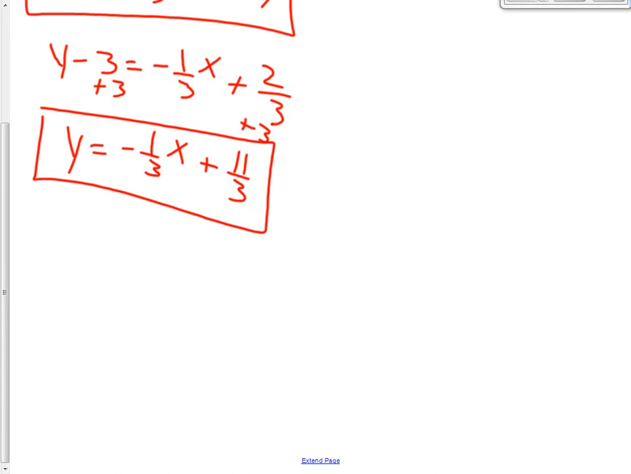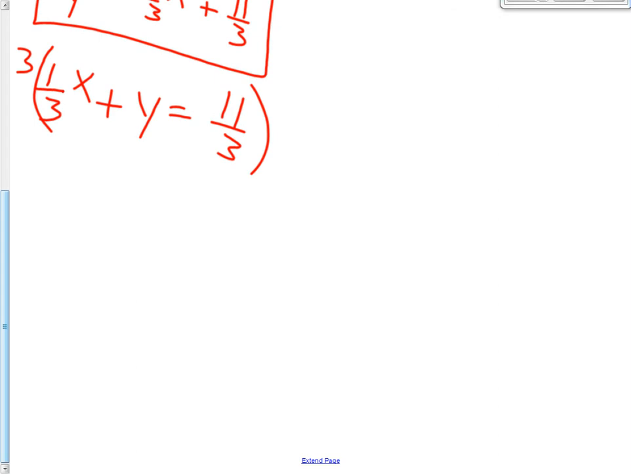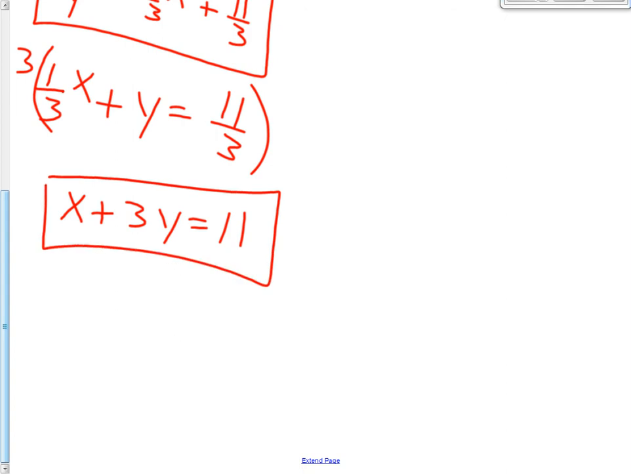Answer number 3 is standard form. Let's get our x's to the left, so we're going to add 1/3 x. So a positive 1/3 x plus a y equals 11/3. I can't be done here because I have fractions. Let's get rid of them. Multiply everything by the least common multiple of 3, and we get 1x plus 3y equals 11. There is answer number 3.